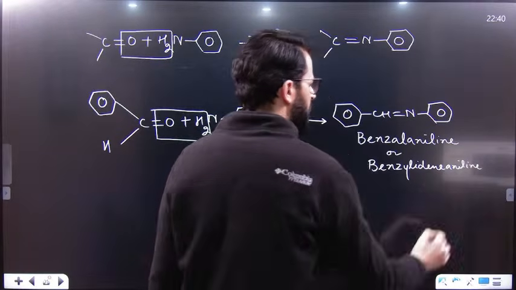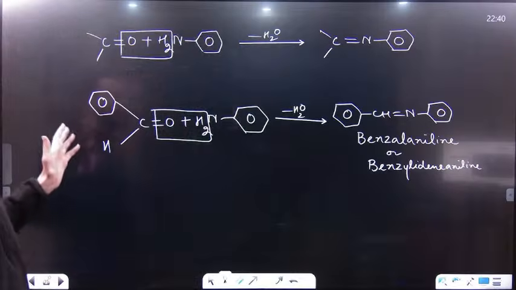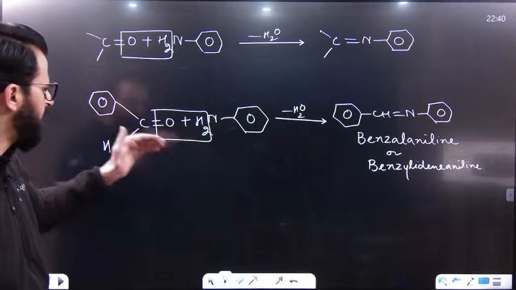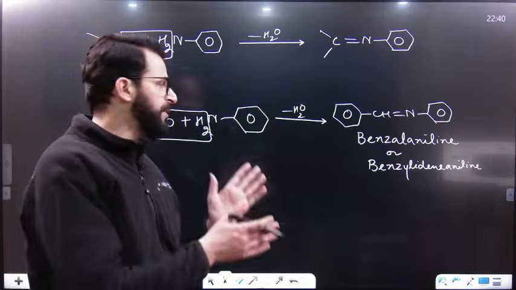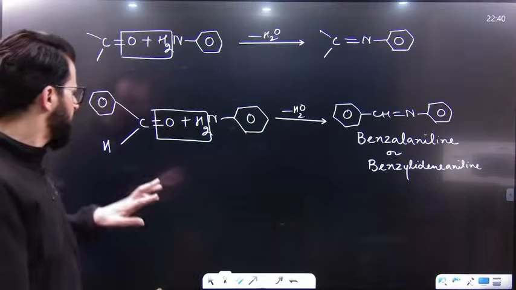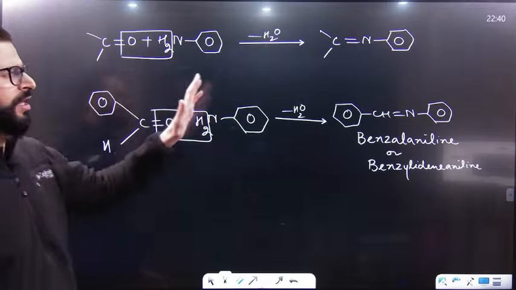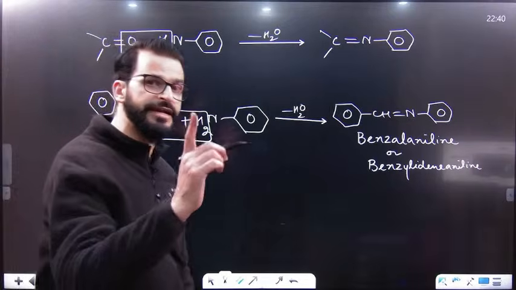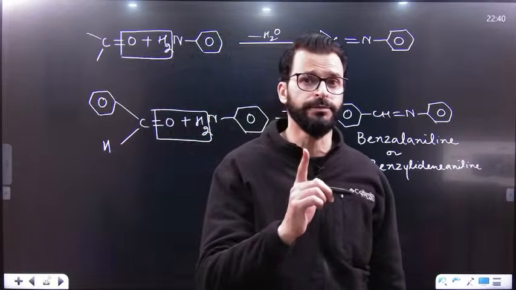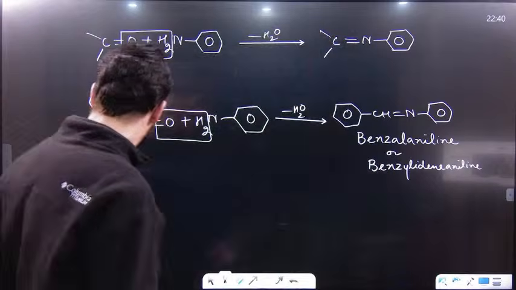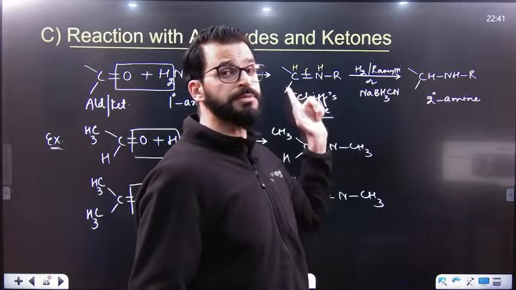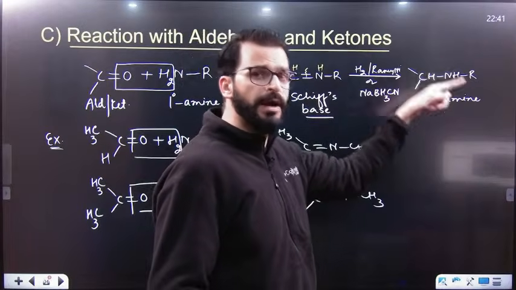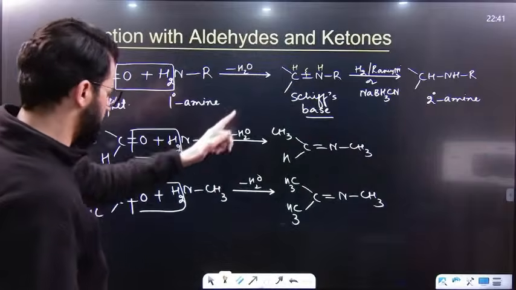So this is the reaction of a primary amine, whether it is aliphatic or aromatic, with a carbonyl compound like an aldehyde and ketone. So whenever a primary aliphatic or aromatic amine reacts with an aldehyde or ketone, Schiff's base will be obtained. Remember that forever. Schiff's base will be obtained, not amine. The amine will be formed only upon reduction. Otherwise, Schiff's base will be formed.